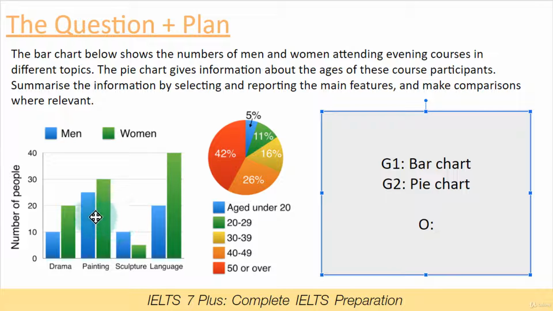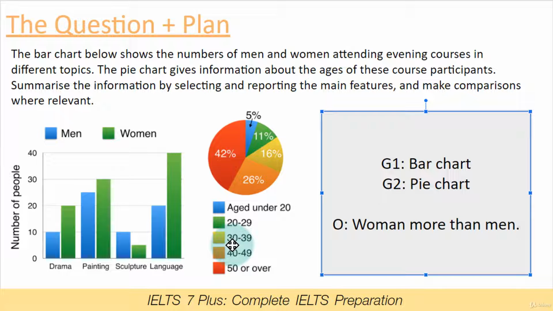So here we have painting, 25, 30, that's 55. Here we have 20 and 40, 60 people. So I could say language is the most popular. And I've just obviously added these figures together and worked this out. That would also be pretty good to say. But I'm going to say women more than men, in terms of how many are enrolling, or the most popular. So it's more popular. There's more women in most classes than there are men.